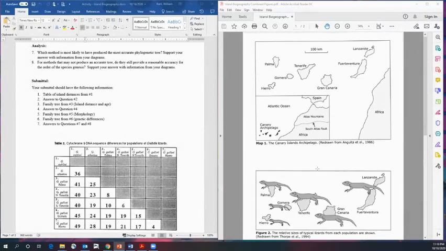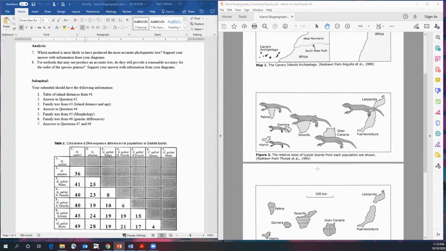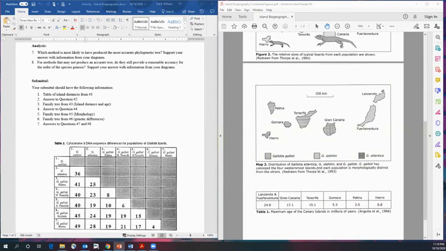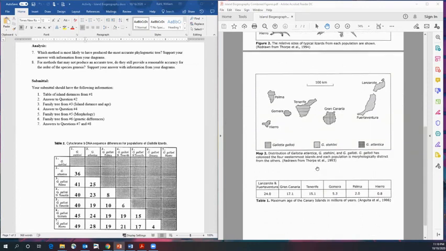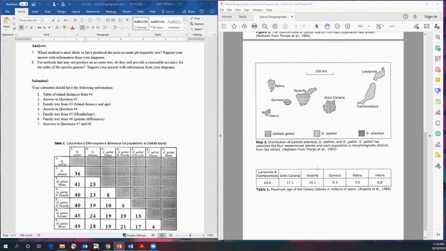Figures and maps you're going to get: map 1 shows the islands and their distances. You're going to get figure 2, which shows the morphology of the lizards and their relative sizes. Map 2 shows the distribution, which populations are on which islands. And then table 1 shows the age of the Canary Islands. These are volcanic islands, so they've been dated either with radioactive dating or based on their distance, the plate movement, from the hotspot.